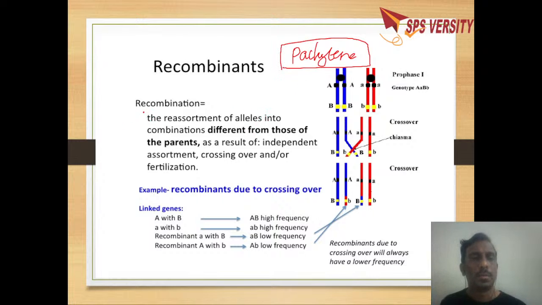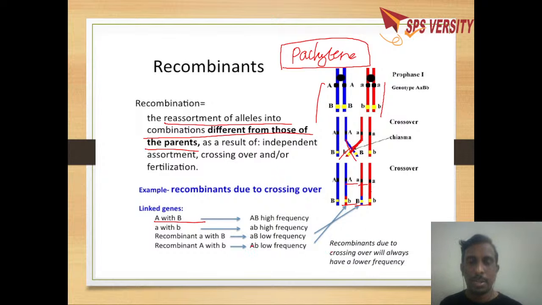So what is meant by recombination? Recombination means the reassortment of alleles into combinations different from those of the parents. As a result, we can get combinations different from those of the parents. Here you can see this is AB, parental type. Small a, small b, parental type. Here crossing over has taken place. Now what has it become? Capital A, small b. Small a, capital B.